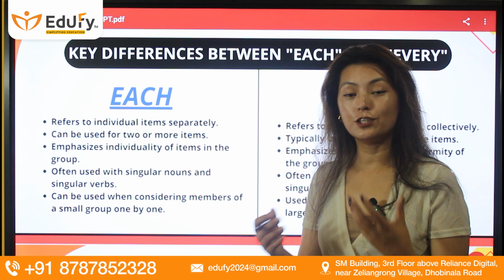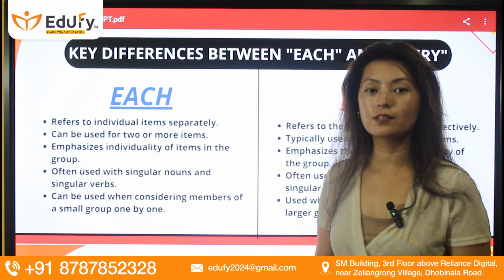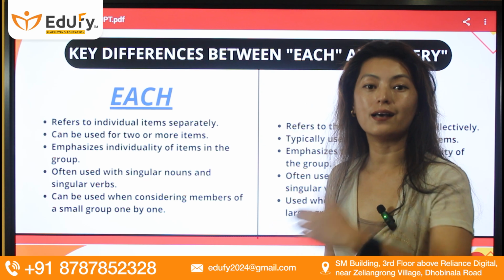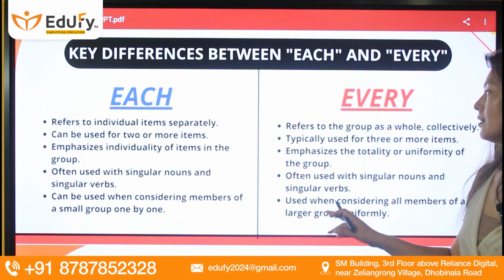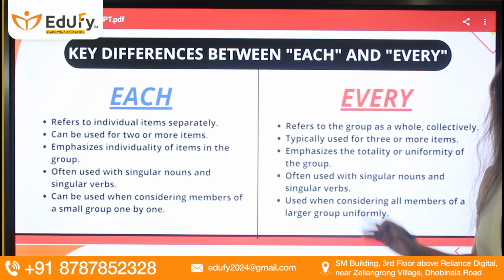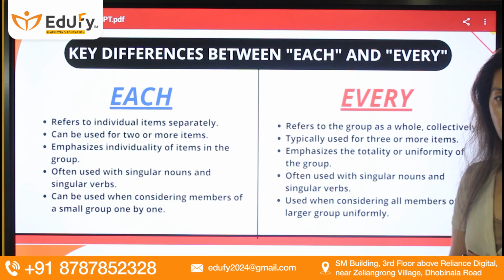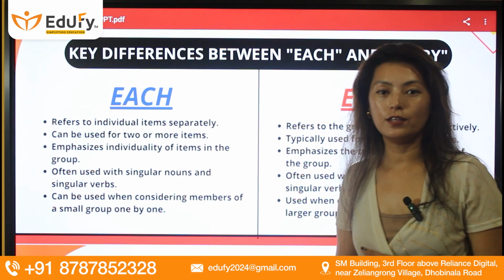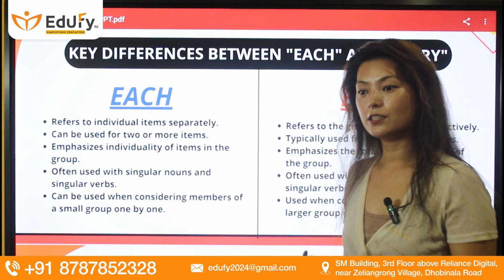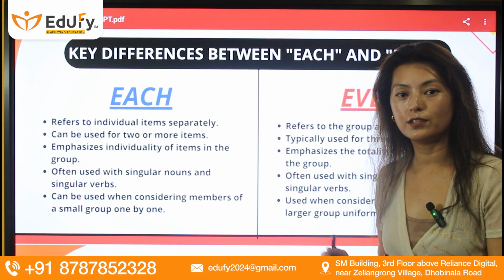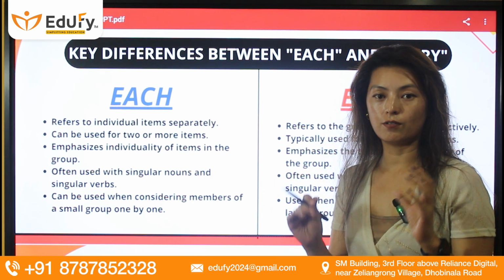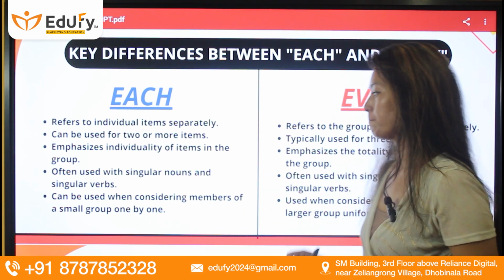Next, each can be used when considering members of a small group one by one. For example, each of the students, 8 students. So a small group when we're referring to them as individuals. Again, when we look at every, it is used when considering all members of a larger group uniformly. So every audience or every citizen, right? We cannot write each citizen; rather we write every citizen when we're talking about them as a community or as a gathering of groups.